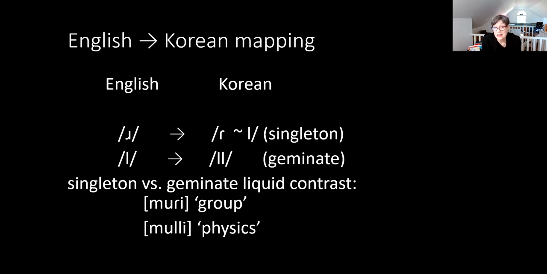But instead, Korean does have this other contrast between tap, single tap, and geminate L, as in words like muri, muli. So they're mapping English R to this single liquid contrast, which varies between tap and single L in coda. And they're mapping English single L to Korean geminate L.